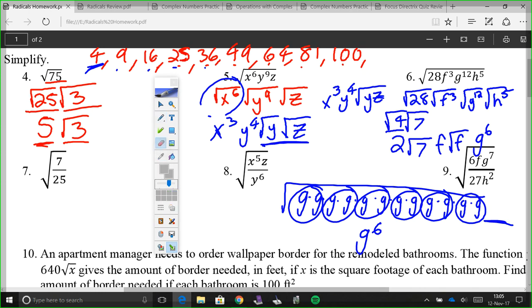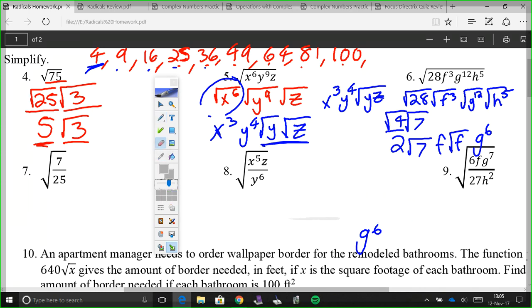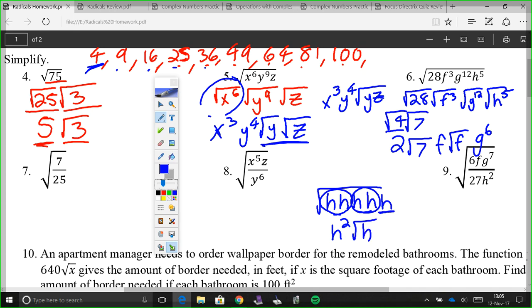And then lastly, the h to the 5th power. After doing this enough times, you probably can do without having to write them all out. But if you're ever unsure, writing them all out is always helpful. So 5 h's, I've got 1 pair, I've got 2 pairs, so that's h to the 2nd power. And then I have just 1 h left over, so it's going to stay inside the square root. All right, again, the number of pairs is the number for the exponent. So like I had 6 pairs with the g, that's why it's g to the 6th power. That 6 in the exponent is recognizing how many pairs I have. So the h to the 5th comes out to be h squared and then the square root of h.